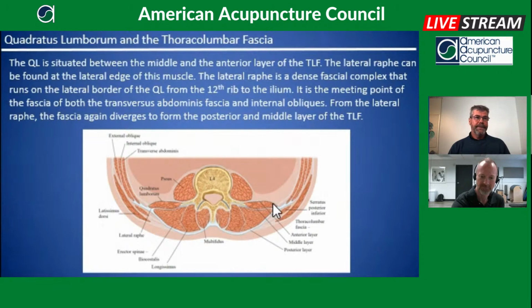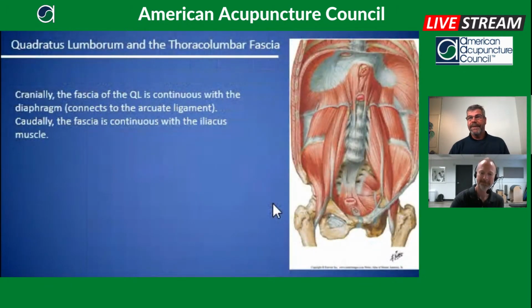And let's see what's next, Brian. All right, so looking now from an anterior view, you can see that posterior abdominal wall, and you see the quadratus lumborum there, and also the psoas.